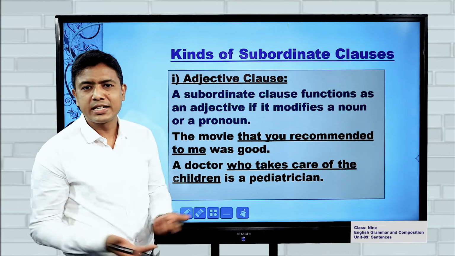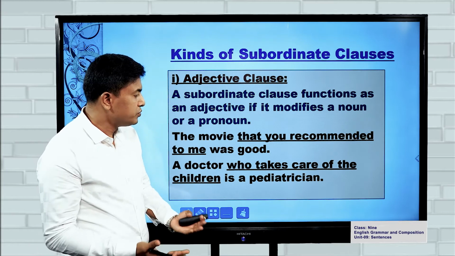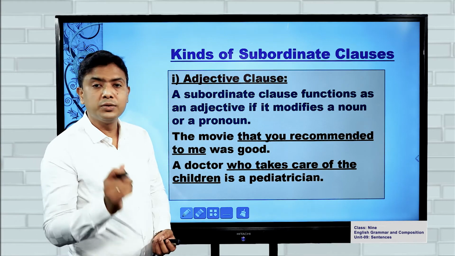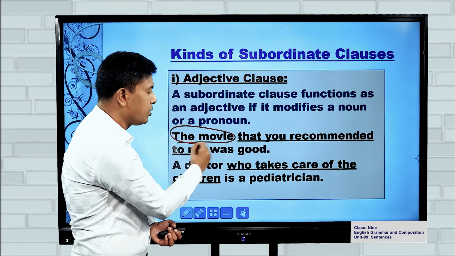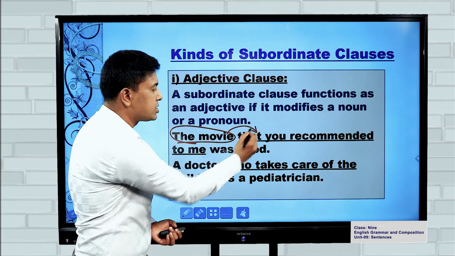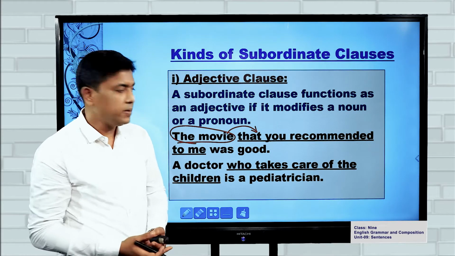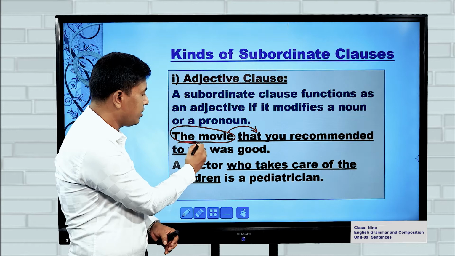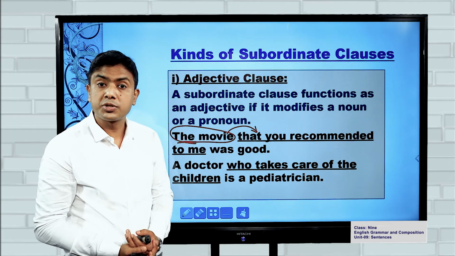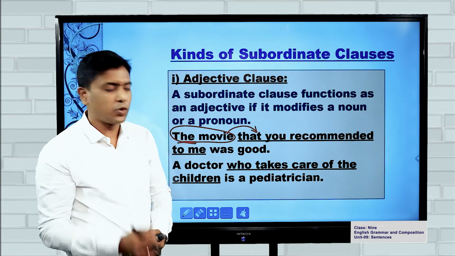The quality of an adjective we know. The movie that you recommended to me was good. Here, the movie, we are qualifying this noun with this particular subordinate clause. What kind of movie? That you recommended to me. It is qualifying this particular noun. Therefore, this underlined subordinate clause is an adjective clause.